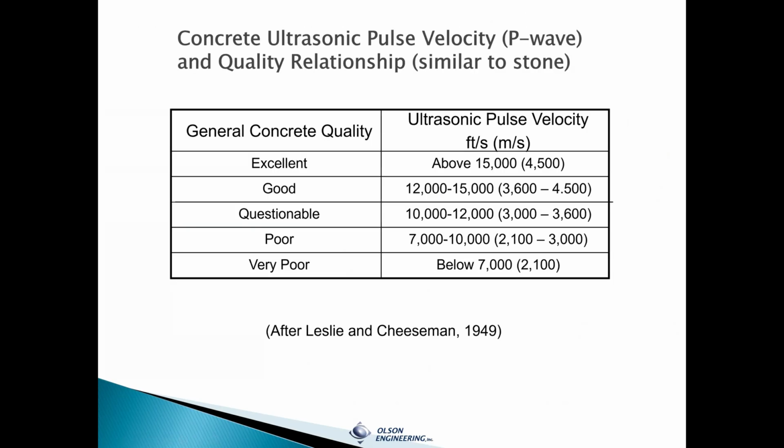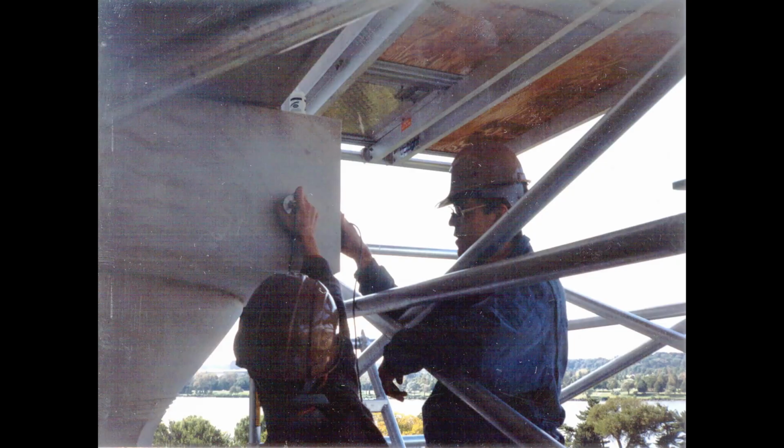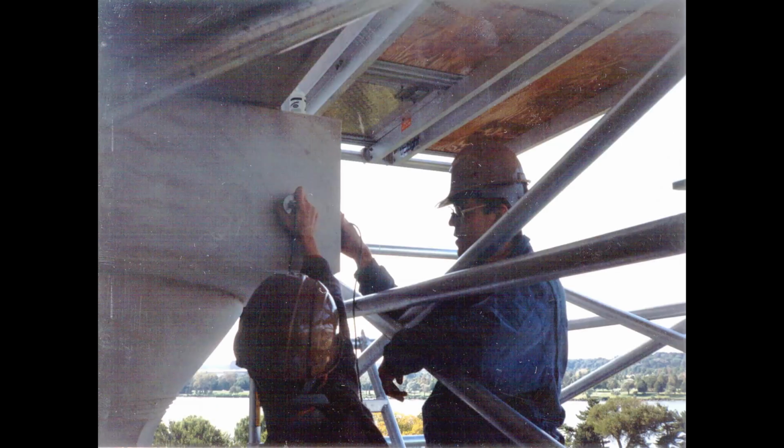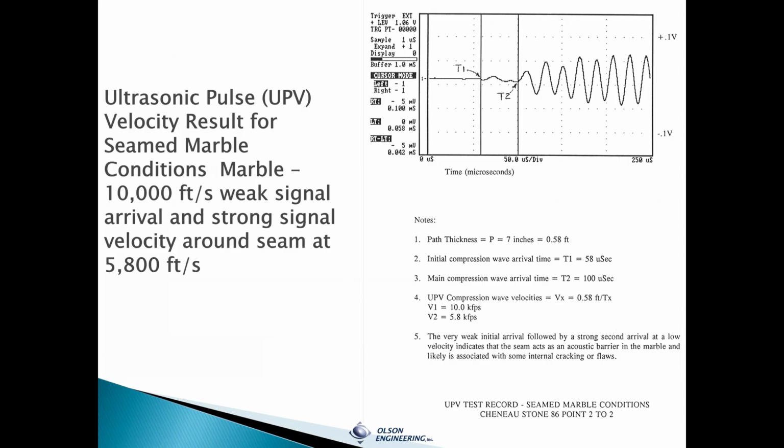So general concrete quality, about 15,000 feet per second. The table explains itself. Good, typical range, 12 to 15,000. The slower it is, the poorer the quality. So here we are doing that pulse velocity testing. This is an example result of both sonic. Here's the ultrasonic result. This had some seamed marble conditions.